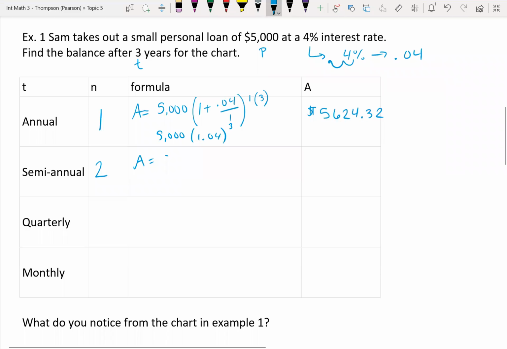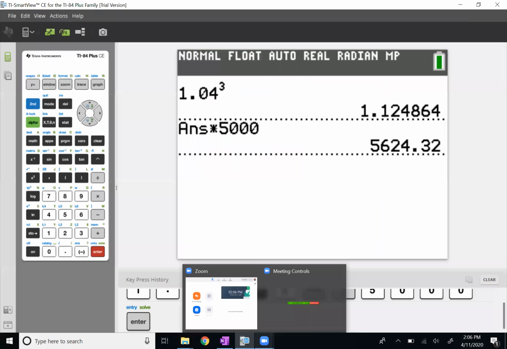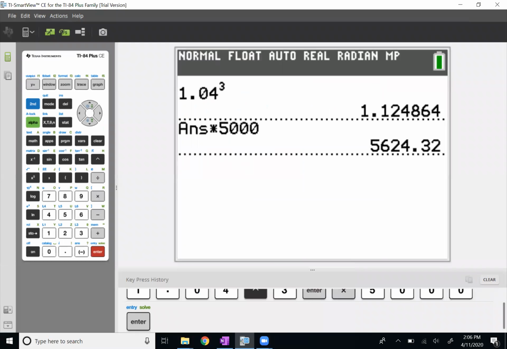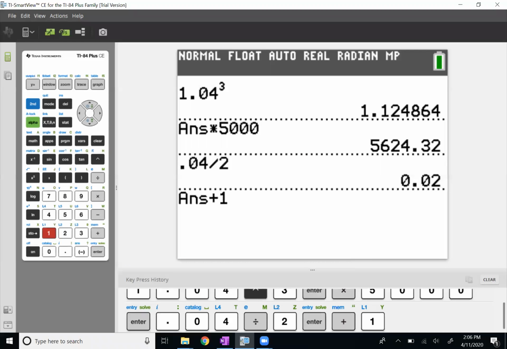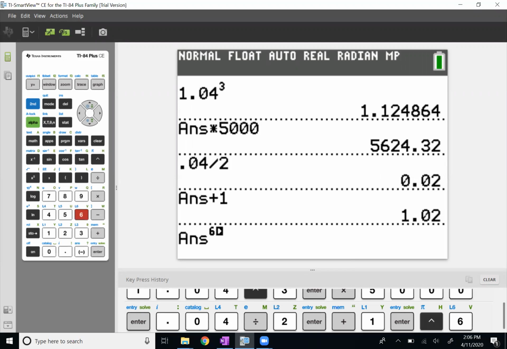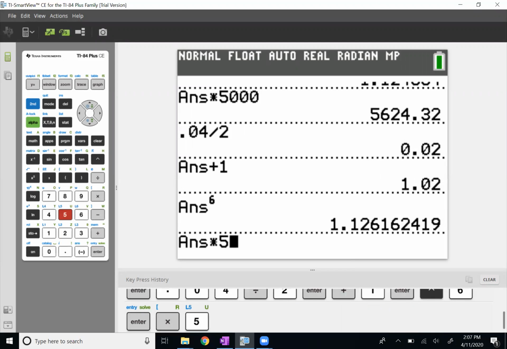All right. If I compound semiannually, all the information stays the same except n changes to 2. So I plug this all in. I just replace n with 2. And I'm going to go back to the calculator screen one more time. This time I'm going to plug in that fraction first, so 0.04 divided by 2. And I need to add 1 to that. And I need to raise that to the power. This time my power is 2 times 3, so I'm going to raise this to the power of 6. And then multiply by 5,000.